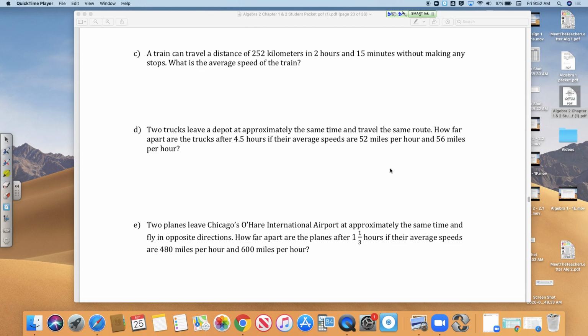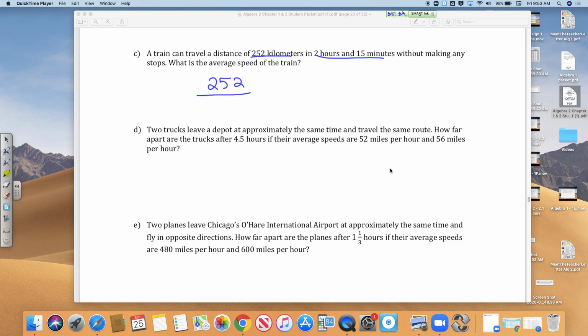All right, letter C. A train can travel a distance of 252 kilometers in 2 hours and 15 minutes without making any stops. What is the average speed of the train? So for this one, I have here, oh, sorry, I'm looking at the wrong one. We have 252 kilometers in 2 hours and 15 minutes, and we want to find the average speed. So if I want to just find the average speed, what I can do is just divide these two things together to find the speed. So I would take 252 kilometers and divide it by the time here.